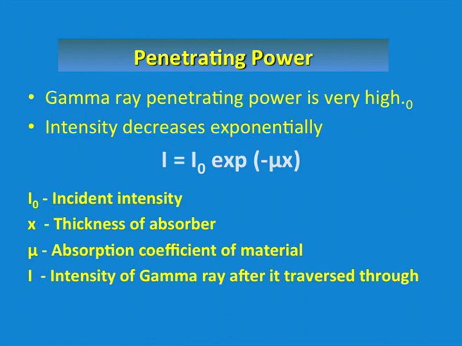Their penetrating power is very high, and when a gamma ray photon interacts with matter, its intensity decreases exponentially, given by the relation I equals I0 e to the power of minus mu x. I0 is the incident intensity, x is the thickness of the absorber, mu is the absorption coefficient of the material, and I is the intensity of the gamma ray after it traversed through the matter. In our lab, we are determining the linear and mass attenuation coefficients of the materials. Now, let us see how to perform the experiment and what results we get.